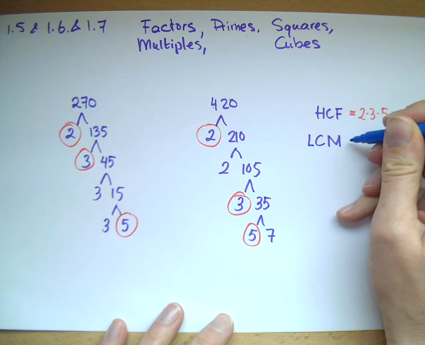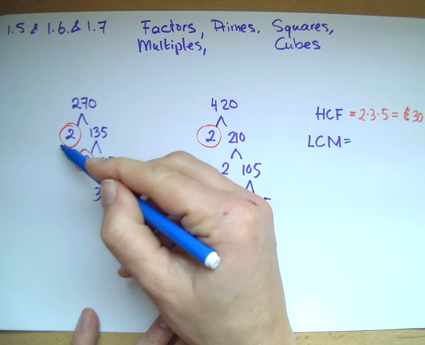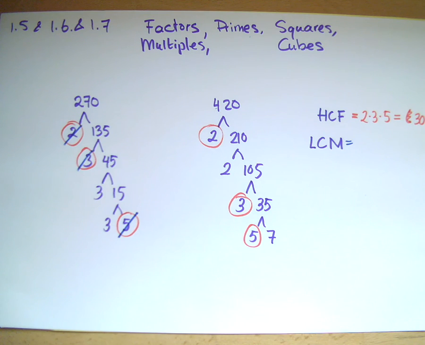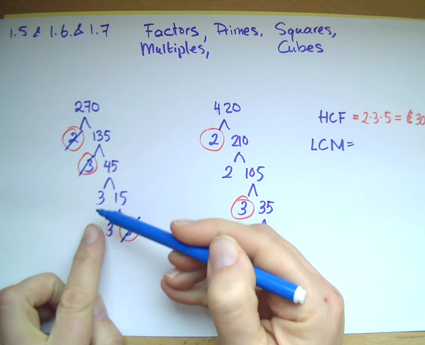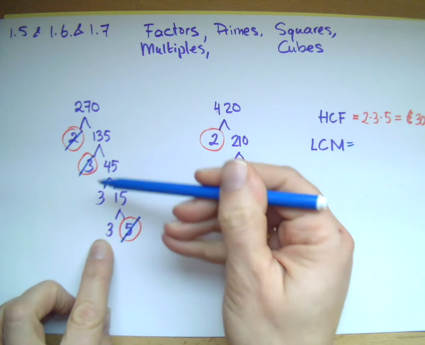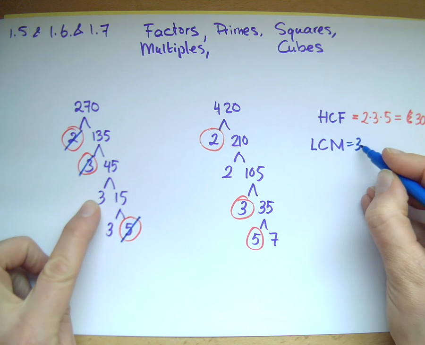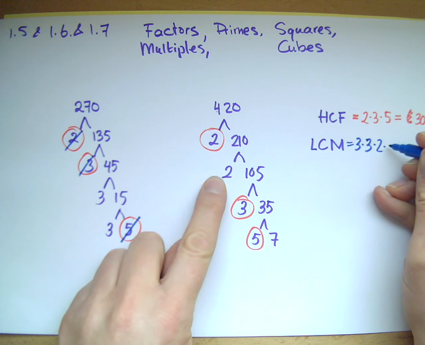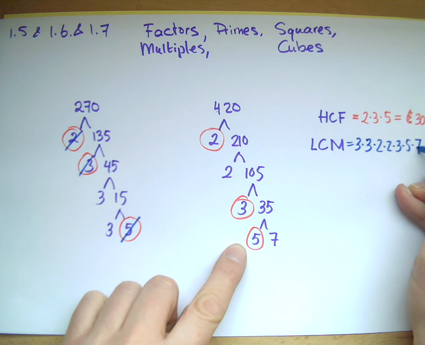Now to find the lowest common multiple, we use blue. We cross out the ones that we found in common only on one of the factor trees, right? These are doubles, so we cross them out on one of them. Now all the factors that we have left, circled or not, as long as they're not crossed out, we multiply those together. So this 3 times 3 times 2 times 2 times 3 times 5 times 7.